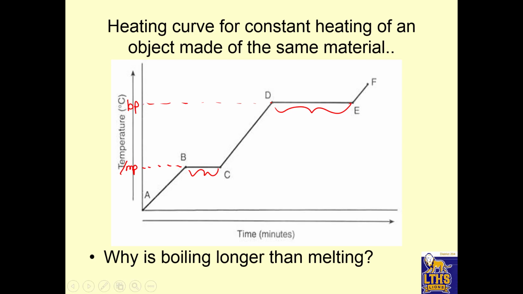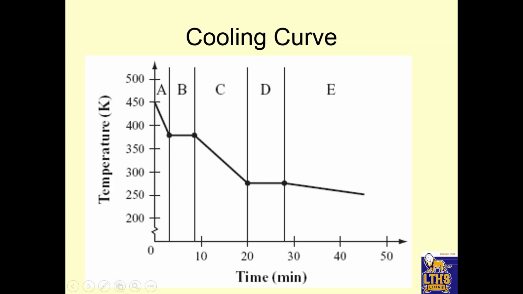So this is for the same mass of a substance. So say this is 50 grams of a substance. It would start out solid over here, and then the solid would turn into a liquid. It would be liquid here. Liquid would turn into a gas, and over here would be all gas. Why would it take longer for a liquid to turn into a gas, even though it's 50 grams, than it would for a solid to turn into a liquid?